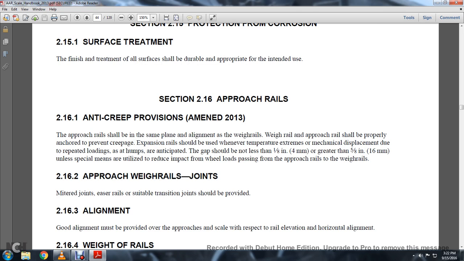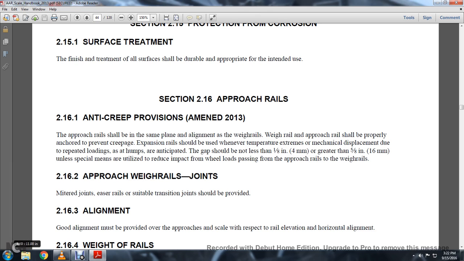The approach rails shall be in the same plane and alignment as the way rails. The approach of the rail should be properly arranged to prevent creep. Expansion of the rail should be provided when used where the temperature is extreme. With mechanical displacement and repeated loadings, the gap should be not less than 1/8 of an inch or greater than 5/8 of an inch, unless special means are utilized to reduce the impact of the wheel load passing the approach of the rail.